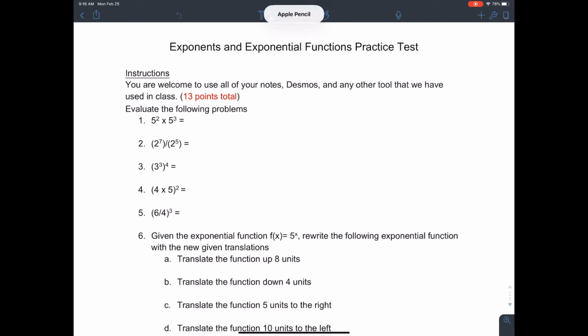Hello everyone. So today we're going to go over our exponents and exponential functions practice test. All right, so let's go ahead and take care of this.